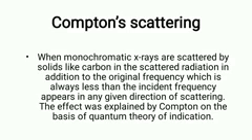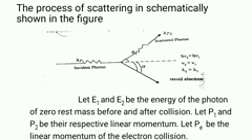Okay, what we want to discuss today is Compton scattering. When monochromatic X-rays are scattered by solids like carbon, in the scattered radiation, in addition to the original frequency, another frequency, which is always less than the incident frequency, appears in any given direction of scattering. The effect was explained by Compton on the basis of quantum theory of radiation, and this effect is called Compton effect. Now, I want to derive the expression for Compton wavelength and its significance.